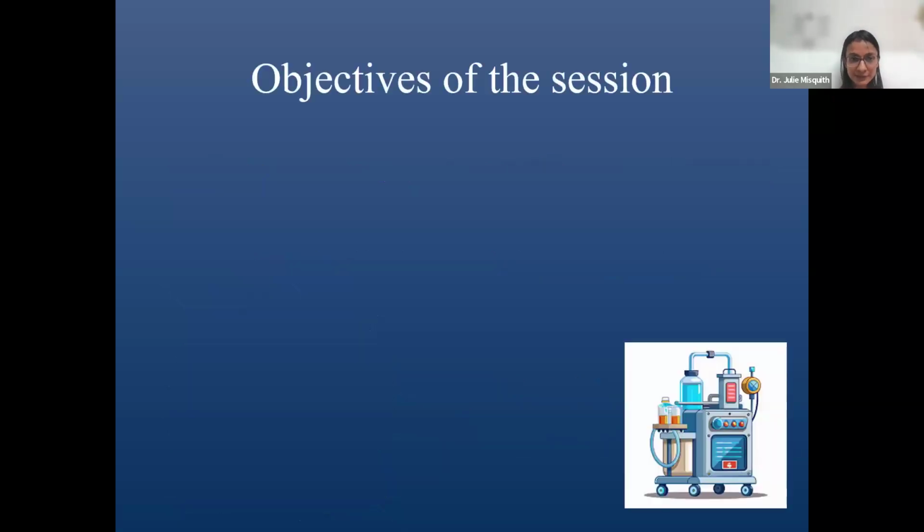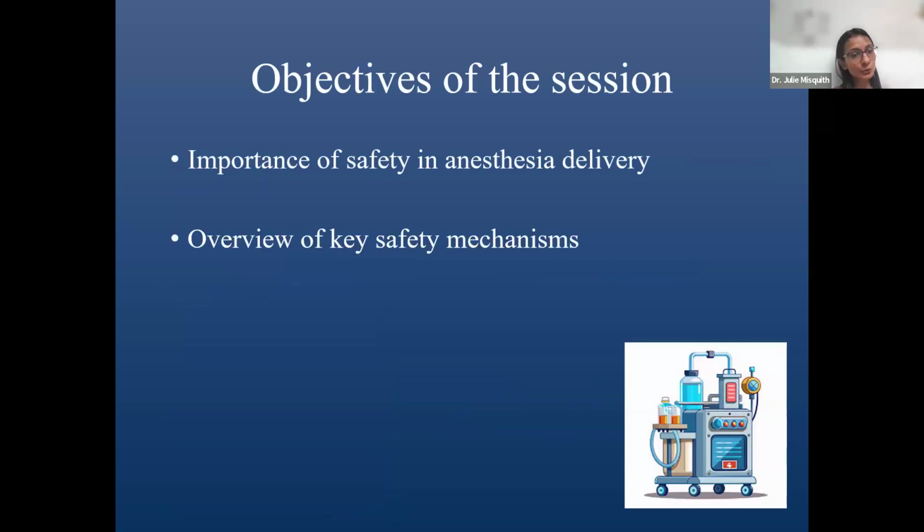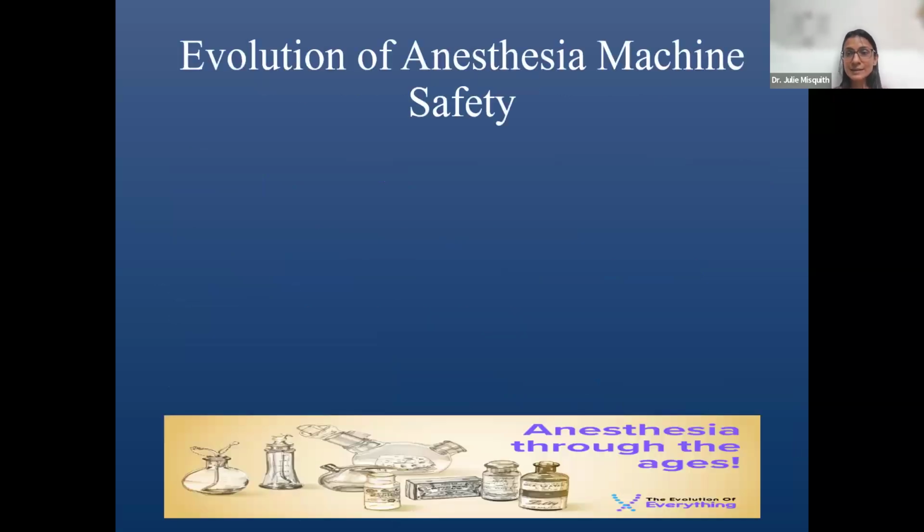So the objectives of this talk will be to understand the importance of safety in anesthesia delivery. I'll go through an overview of the key safety mechanisms, and we'll try and understand the critical safety features in the anesthesia machine.